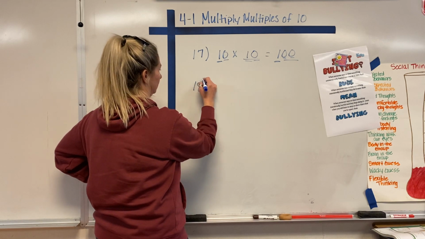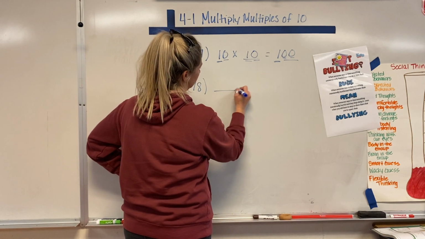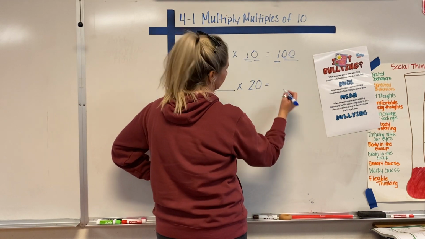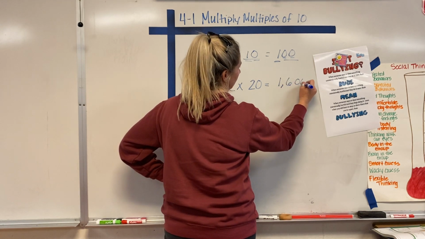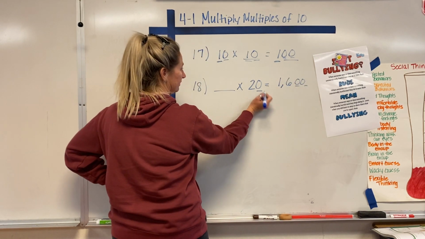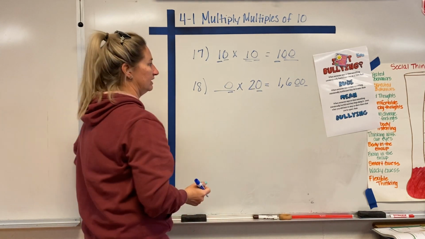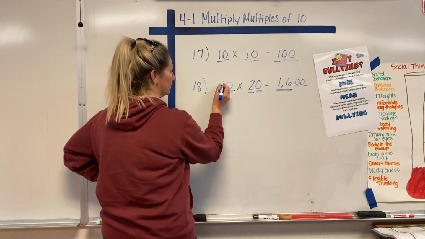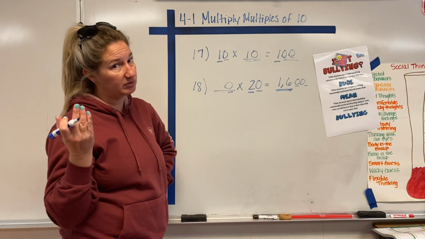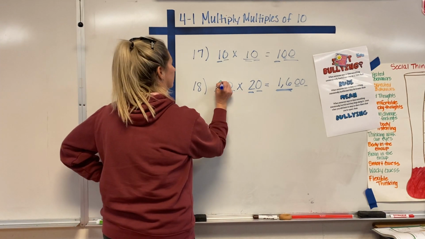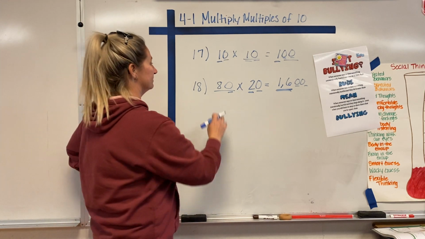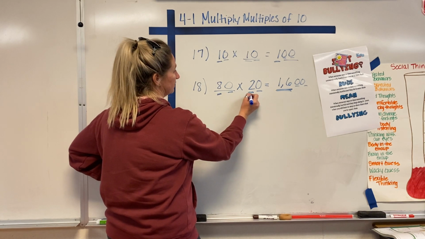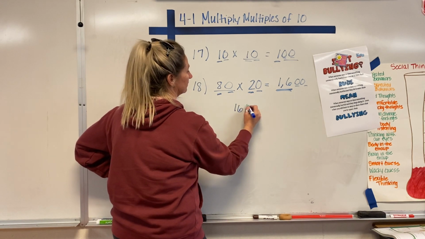Number 18. Blank times 20 equals 1,600. Okay, so I know I have 2 zeros. So there's 1 0 here and 1 0 here because I need to have 2 zeros at the end. Then I need to look at the number 16 and think 2 times what is 16? So I think about my multiplication facts. 2 times 8 is 16. So that means that 80 times 20 is 1,600 because 8 times 2 is 16 and I have 2 zeros.